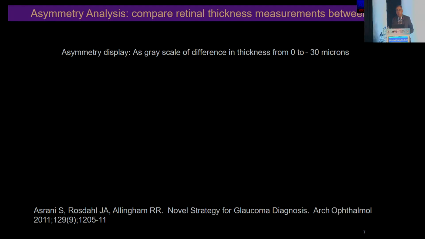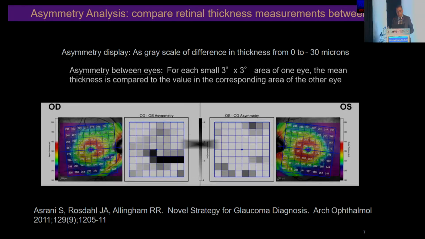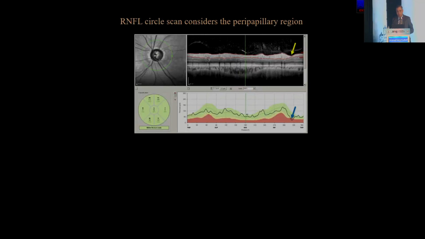If you look at the asymmetry, you get a display. Sorry, that thing is not wanting to stay, but we'll show you more. You get a display of the difference between the two eyes. The nerve fiber layer circle scan, and by the way, the images that I'm showing you are from the Heidelberg machine, and I do not have any financial interest with Heidelberg Engineering.